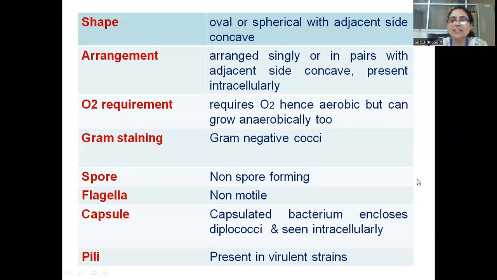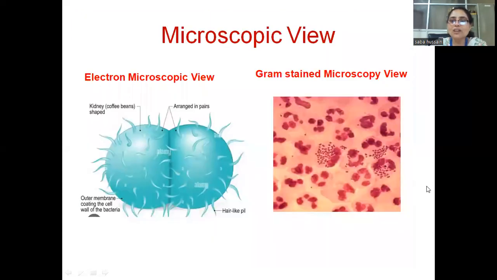Coming to the microscopic view of Neisseria gonorrhea, when we see it through an electron microscope, we can see that the adjacent sides are concave and attached to each other. This is a diplococci, so it is arranged in pairs, and it has pili all over it, which helps in adhesion. And that is why once it adheres to the mucous membrane, it multiplies very rapidly.